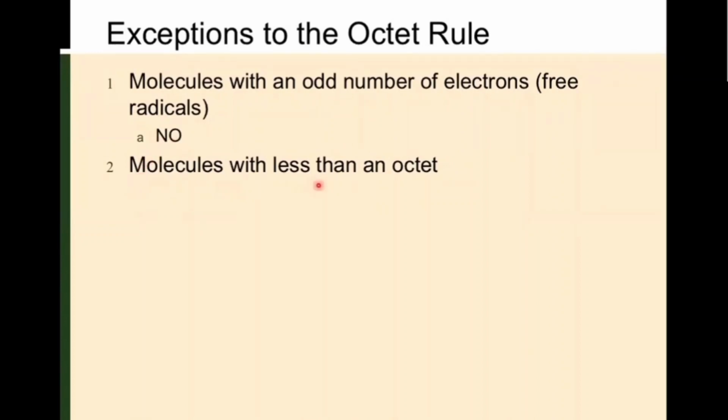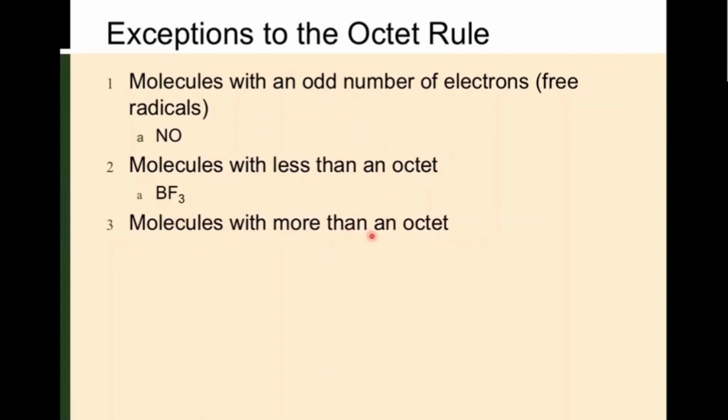Molecules with less than an octet, such as BF3. So BF3 is a stable molecule, but whenever we draw it out, we see that the boron, the least electronegative atom, is surrounded by the fluorines, but there are only 3 of them, so it's only 3 bonds, and that's only 6 electrons on the boron, but it still is a stable complex.